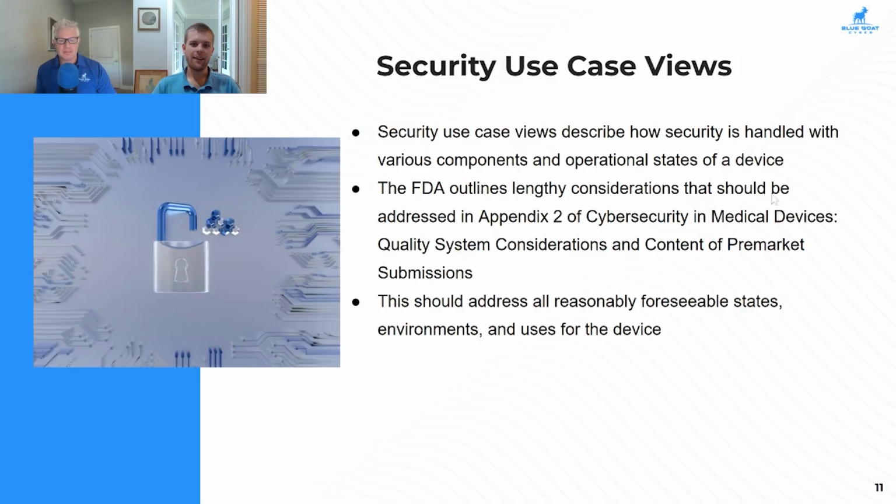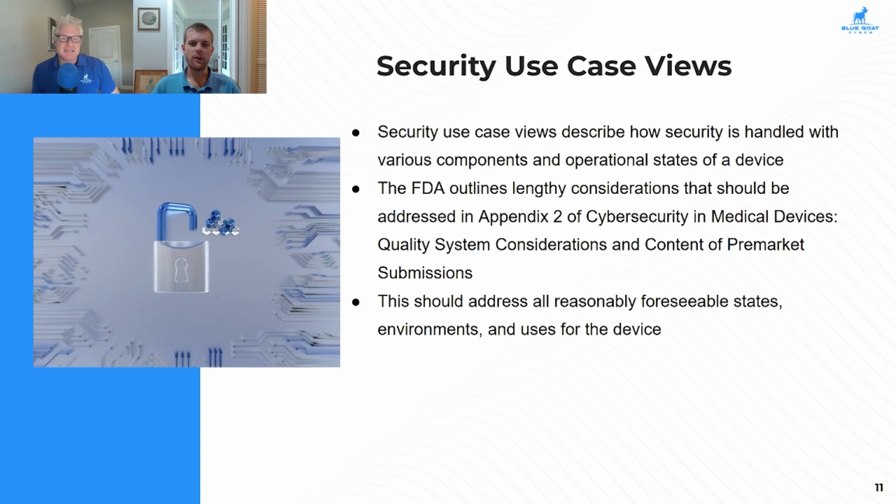Cool. Now, the FDA understands that saying any component or operational state of the device can be extremely broad. So they have some lengthy considerations in Appendix 2 in the Cybersecurity and Medical Devices guidance document that provides a lot more context on some of the things that manufacturers should consider when building out these security use case views. And this should address all reasonably foreseeable states, environments, and uses. Reasonably foreseeable is essentially anything that could be considered as normal and not just a completely absurd situation. For an example, an absurd situation would be the device has an anomaly and randomly crashes. While it's crashing, that state is not foreseeable. Is that what you're saying?